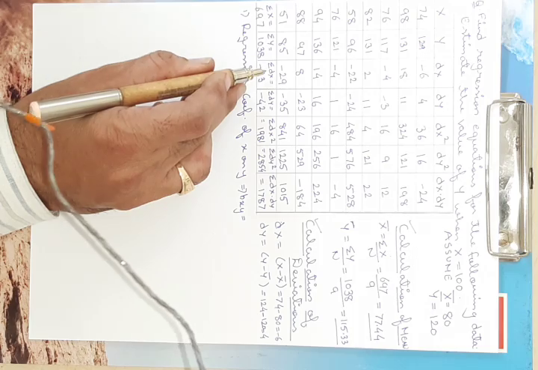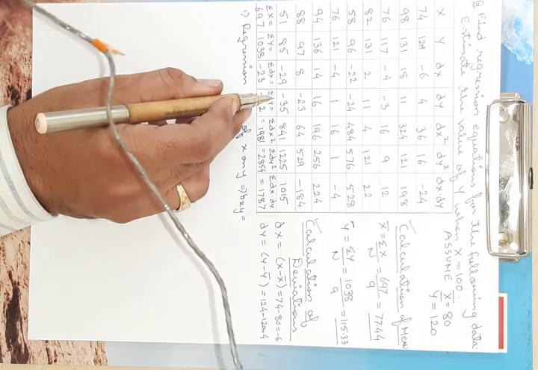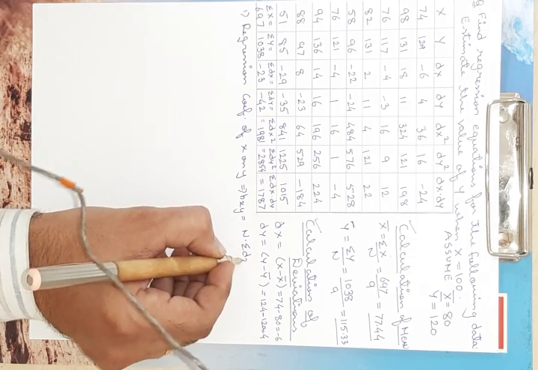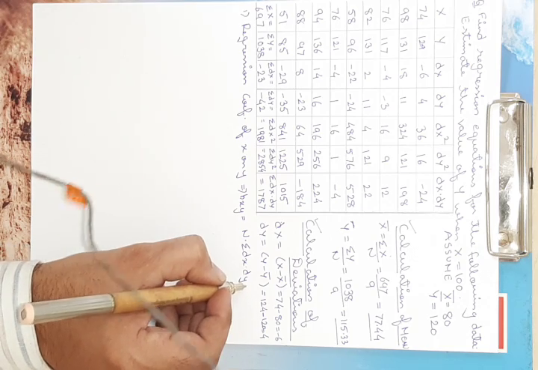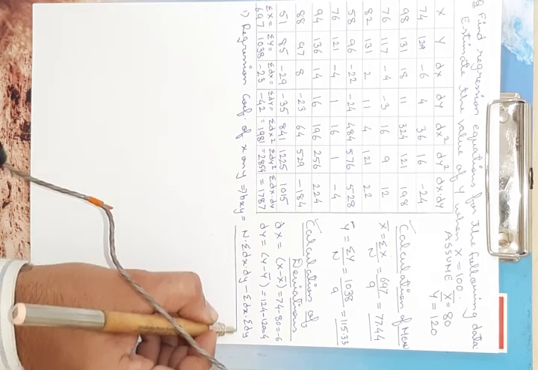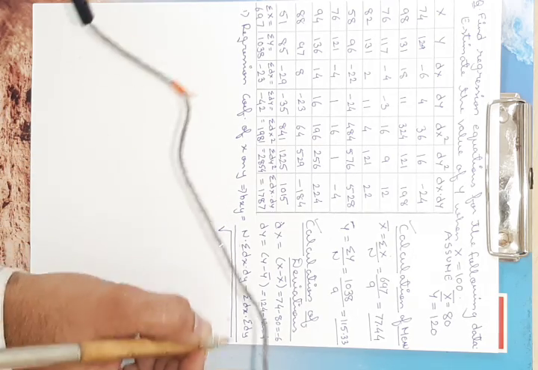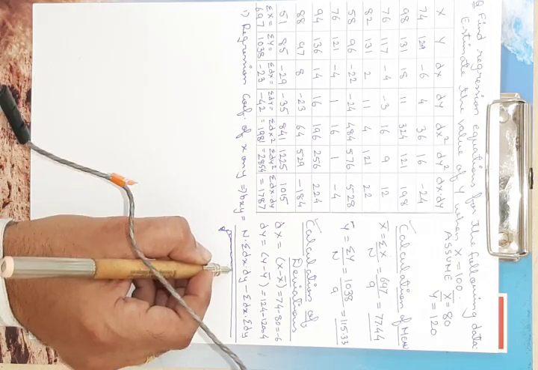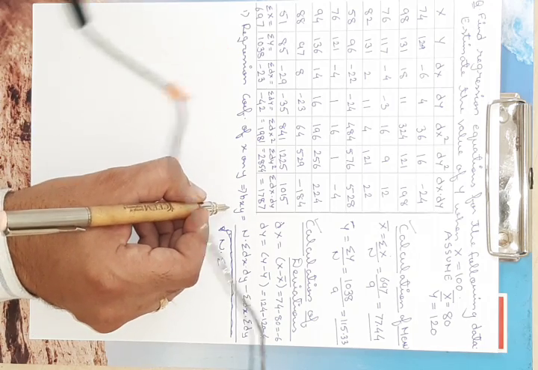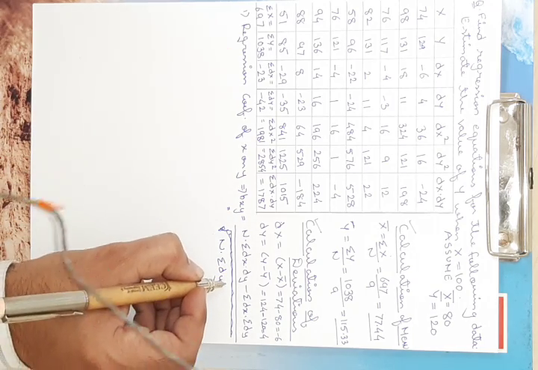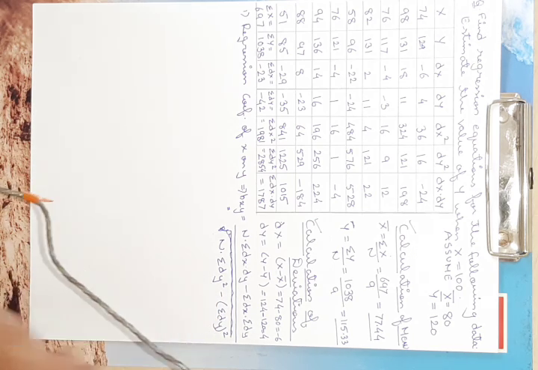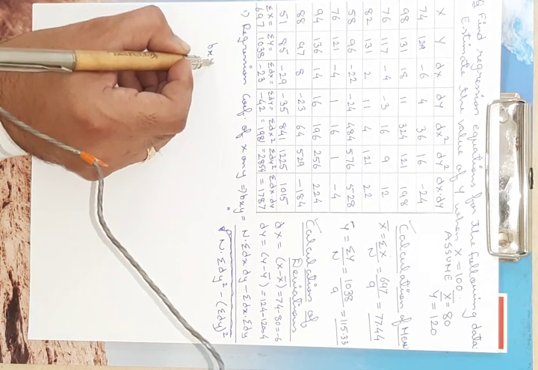Now here, since the summation of dx as well as summation of dy is non-zero, we have to use the shortcut method, that is n into summation of dx into dy minus summation of dx into summation of dy, divided by n into summation of dy square minus into bracket summation of dy bracket square.